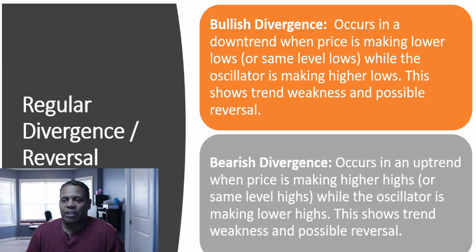So regular divergence, which is reversal divergence, has two types. Bullish divergence occurs in a downtrend when price is making lower lows or same level lows, while the oscillator is making higher lows. This shows that the trend is weakening and there's a possible reversal looming. And then we have bearish divergence, which occurs in an uptrend when price is making higher highs or same level highs, while the oscillator is making lower highs. This shows trend weakness and possible reversal.